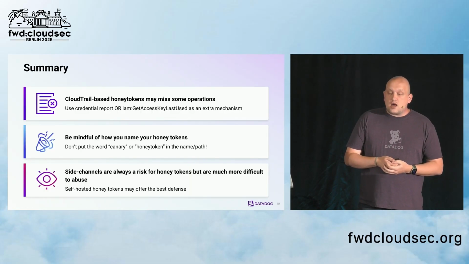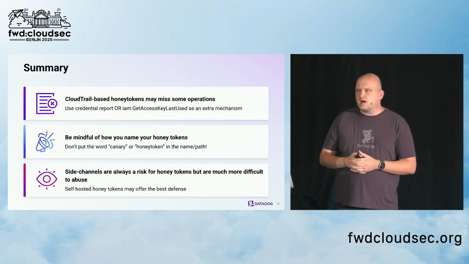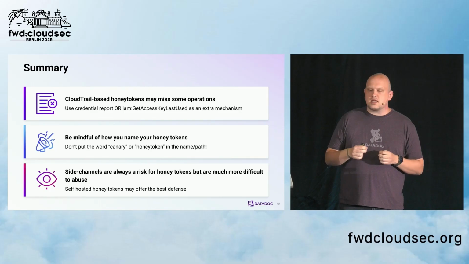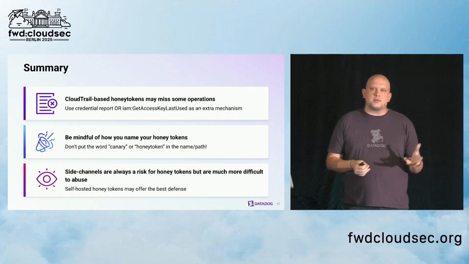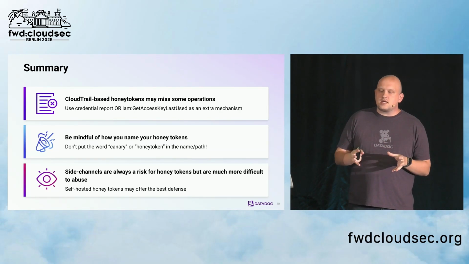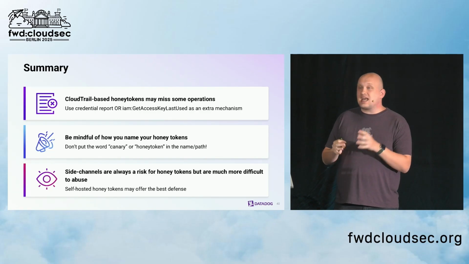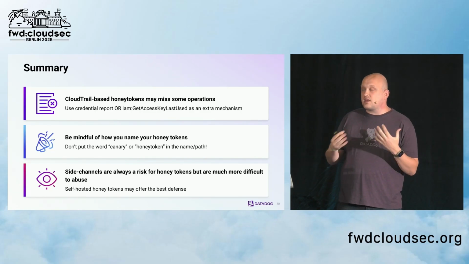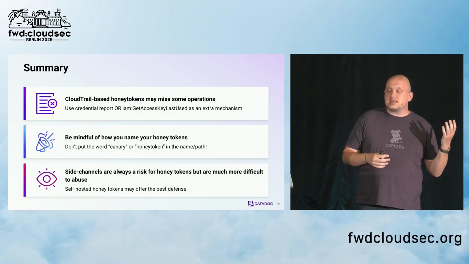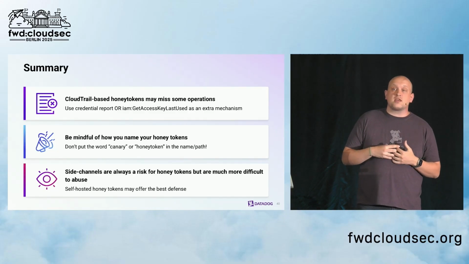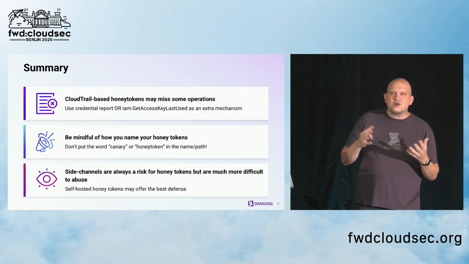So with all that out of the way, I want to stress that I think honey tokens are incredibly powerful detection tools, and we haven't even had the opportunity to cover things like honey resources, things like deploying S3 buckets, RDS databases, DynamoDB tables. CloudTrail-based honey tokens can be really effective, but they can miss some operations, and in some cases actually give away that they are honey tokens. Using the Credential report or IAM get access key last used as an extra mechanism can be really effective to mitigate that.